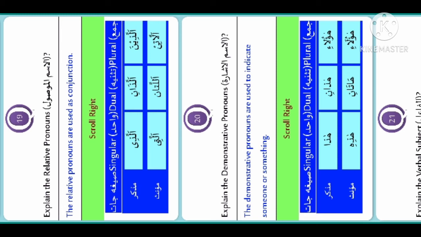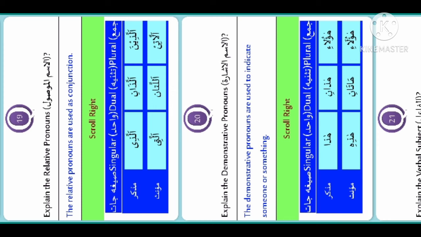Jam'un, plural. Tathniyatun, dual. Wahidun, singular. Mudakkarun, masculine. Muannas, feminine. Alladhi, alladhani, alladhina. Allati, allatani, allati. Alladhi, singular. Alladhani, dual. Alladhina, plural. Allati, singular. Allatani, dual. Allati, plural.